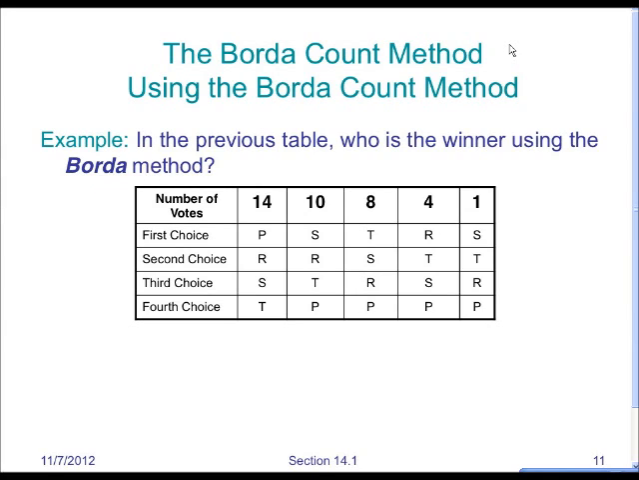Okay. So we have first choice, second choice, third choice, and fourth choice. Last choice gets 1 point each. Next to the last gets 2 points. 3 points each. So for every first place vote, you get 4 points.